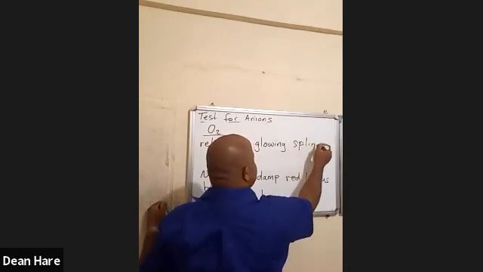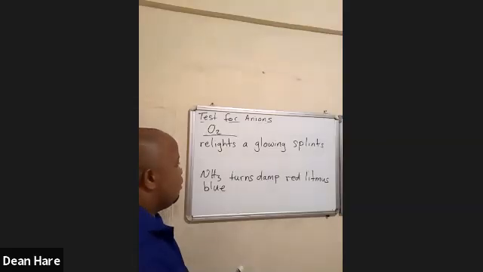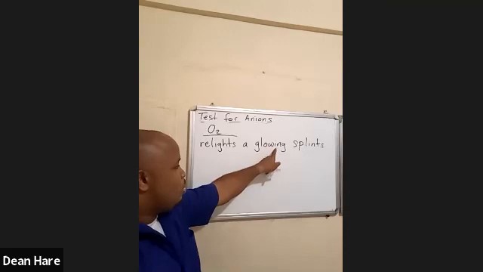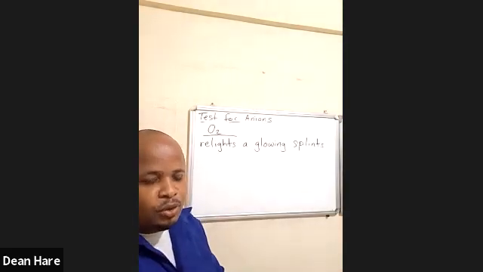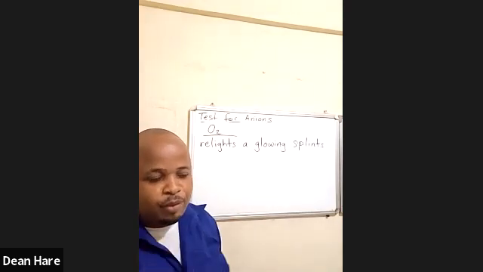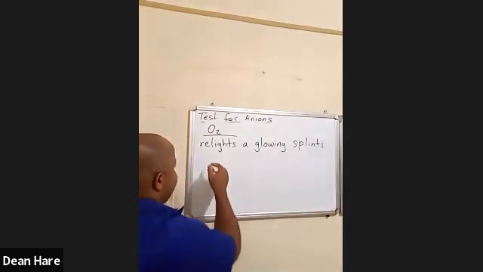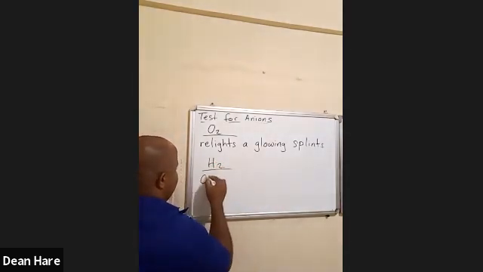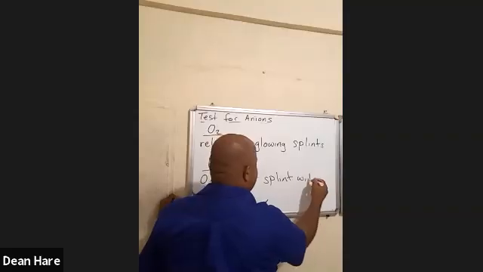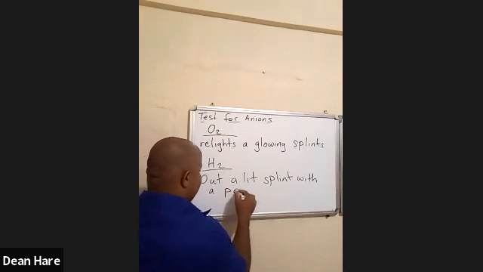What about hydrogen? It puts it out. With what kind of sound? A pop sound. Right. For hydrogen, it's not a glowing splint. When you say glowing splint, it means you light it, but there's no flame on it. But with hydrogen, you use a lit splint, and it will go out with a pop sound.